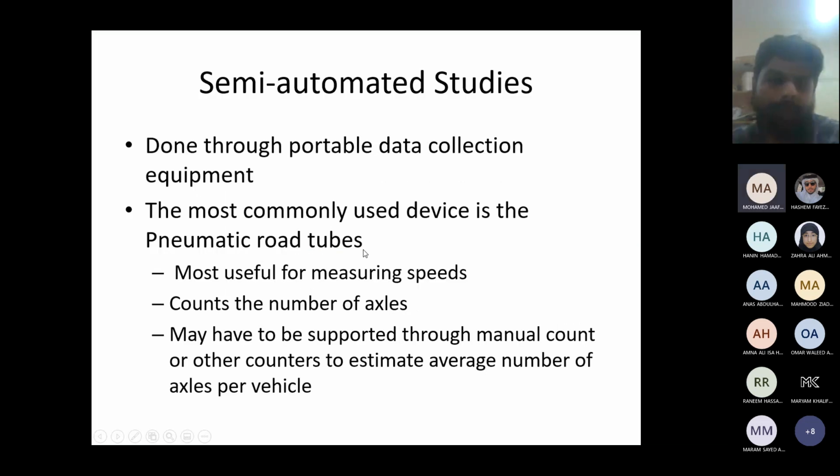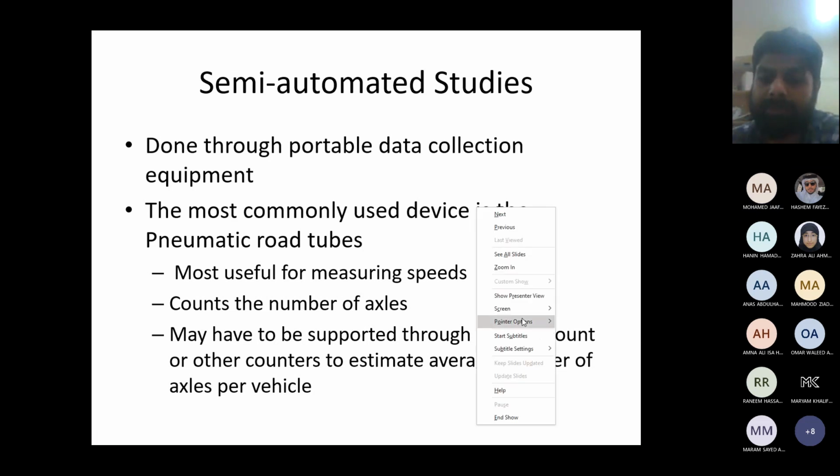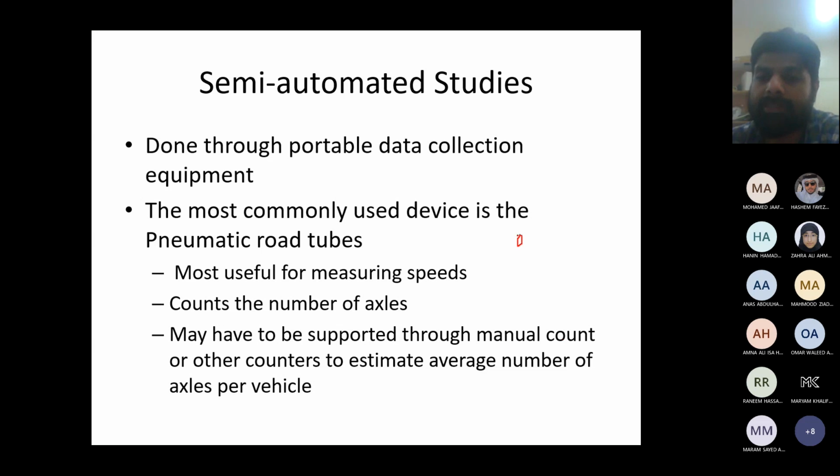Okay, so the most common use of the pneumatic road tube is to count the number of axles. What is an axle? It is a rod which is connecting the wheels on the opposite side of the vehicle. So this rod is basically this one. You have the wheel on the right and the left hand side, and the rod which is connecting them and the one which is rotating with them is the axle.